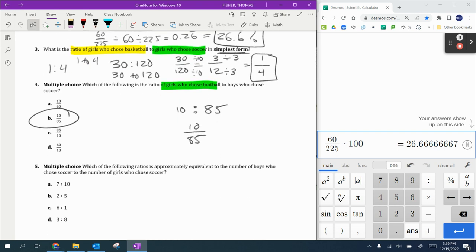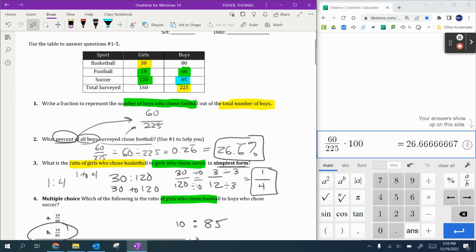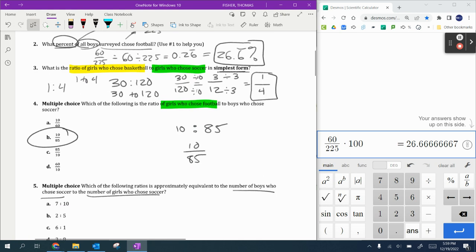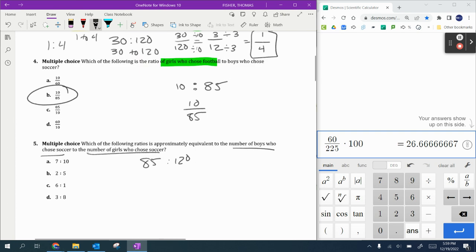The next one, this is one of the hardest ones on this page for sure. What's the following ratio is equivalent to number of boys who chose soccer to number of girls who chose soccer. So boys who chose soccer is 85. Girls who chose soccer is 120. So 85 to 120. I like this better actually as a fraction, even though the other ones are not fractions.